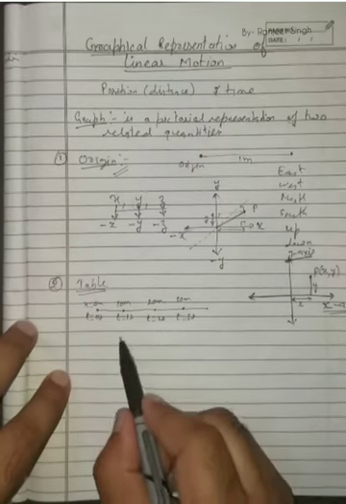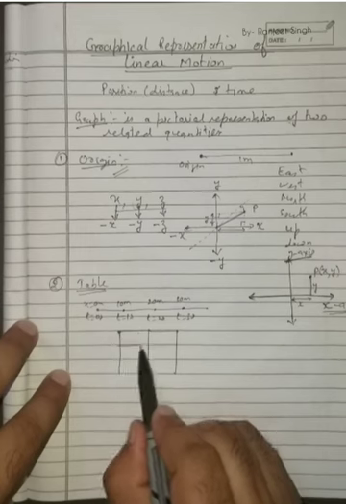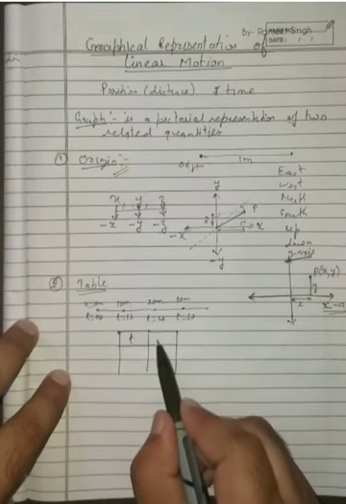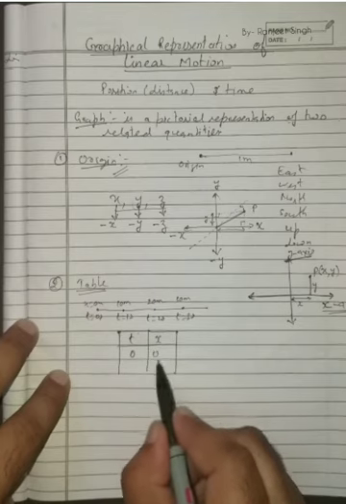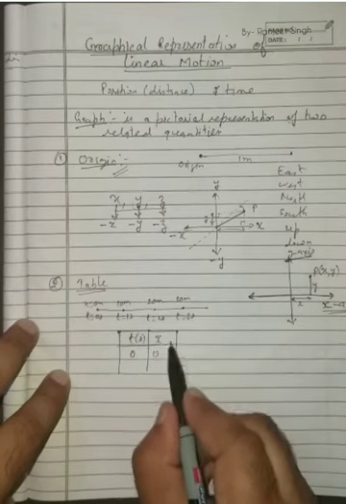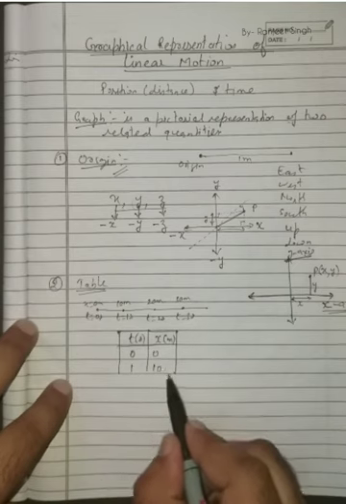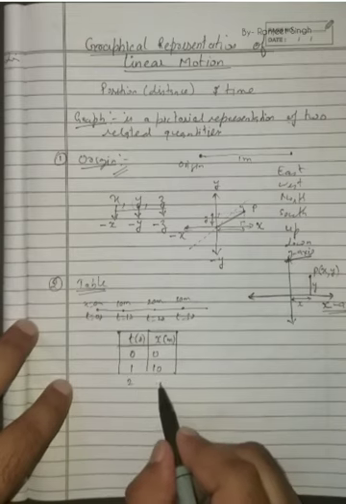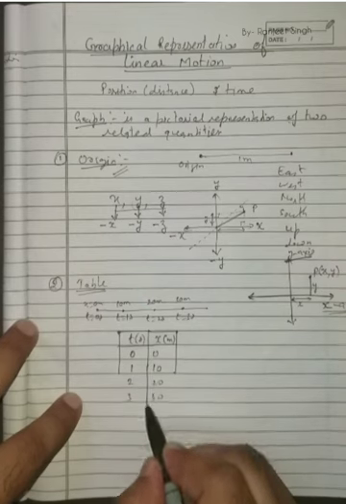Now in tabular form, I can write this in this way. One column is time and one is position x. When time was 0, the position was 0 meters. I'm saying the time will be in seconds and the distance in meters. If time is 1 second, then the position is 10. If time is 2 seconds, then the position is 20. And if time is taken as 3, then the position is 30.